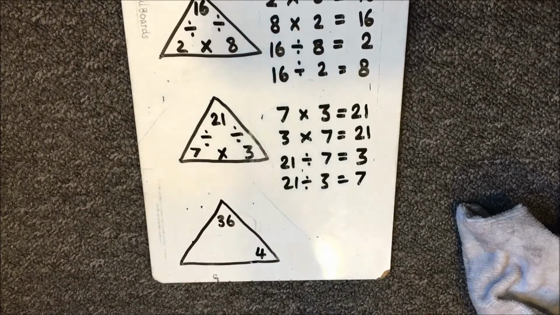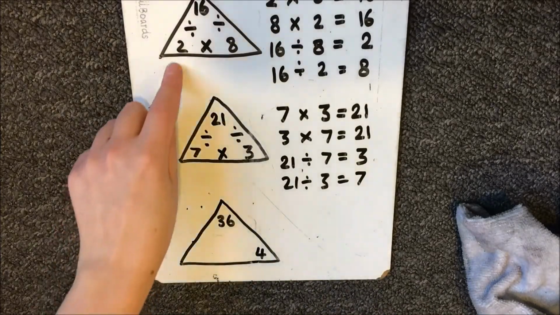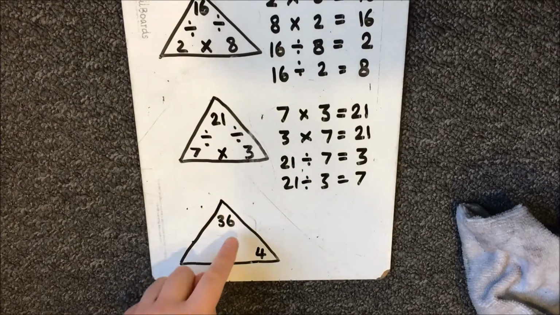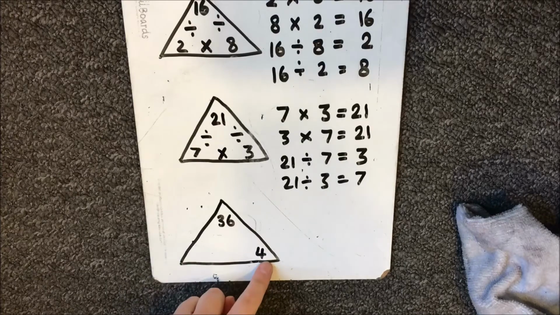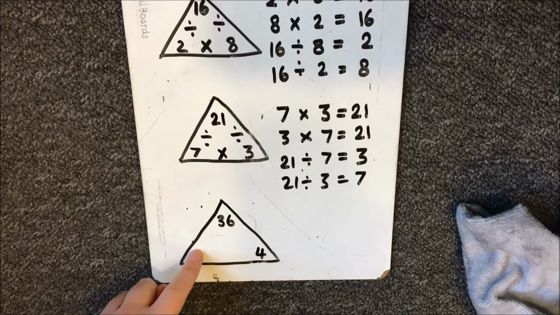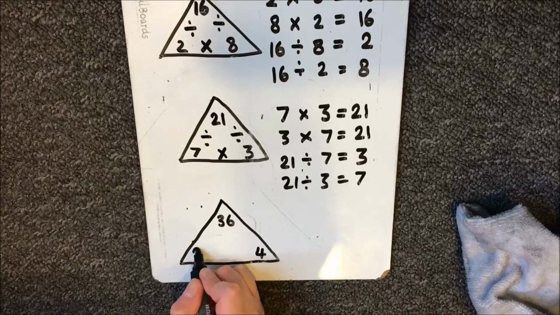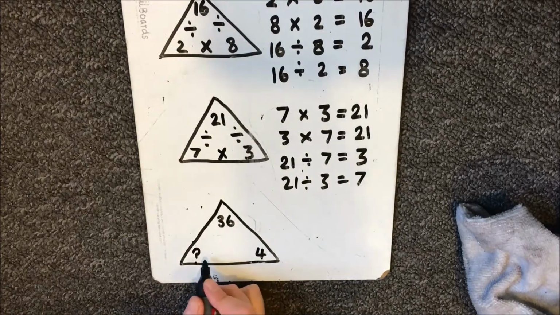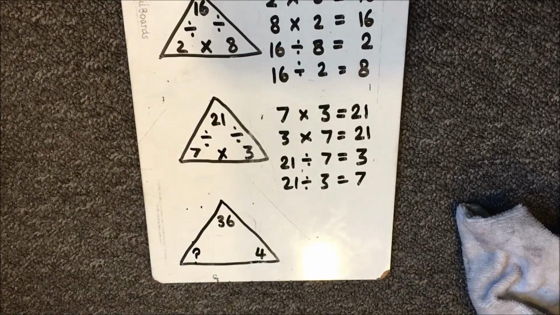This one looks a bit different. How does this one look different? In the first two, we had the bottom 2 numbers, but not the top number. In this one, what have we got? That's right, we've got the whole, the top number, and one of the bottom numbers, but this one is missing. How are we going to get that one? What do we have to do? Can we do a times sentence? No, we can't do a times sentence as we haven't got a number here. So we have to do a divide.